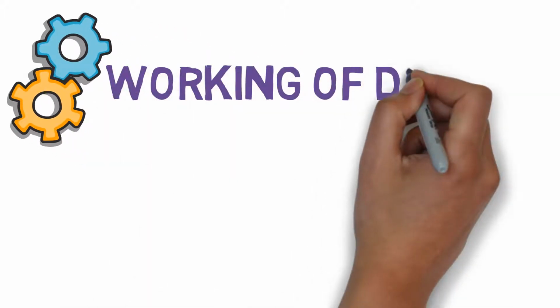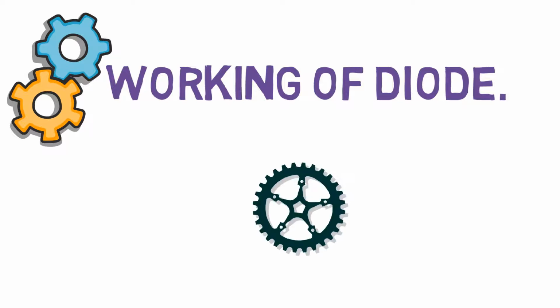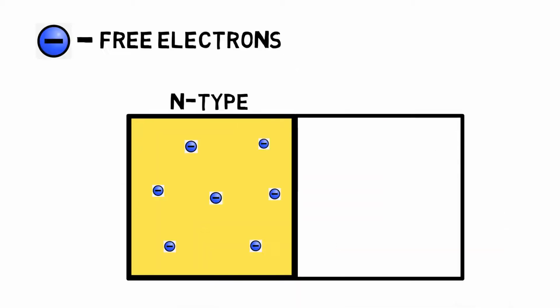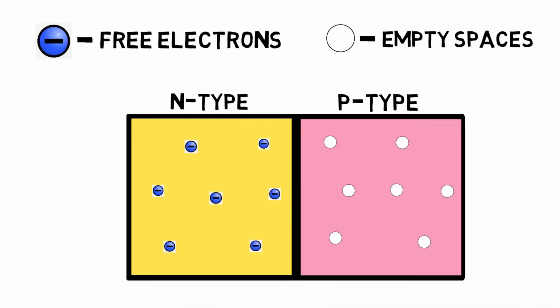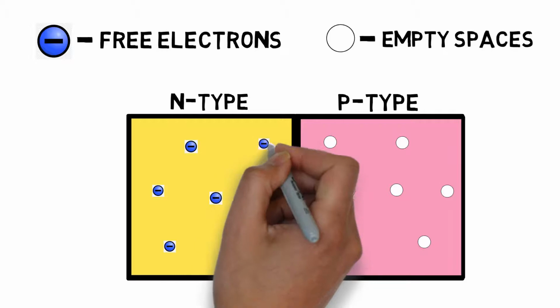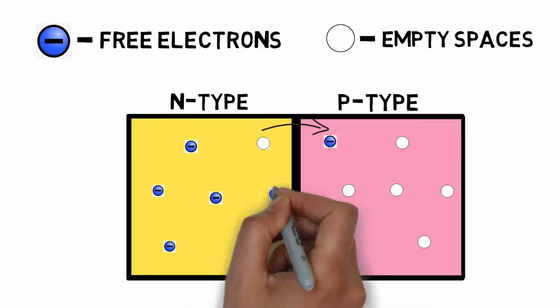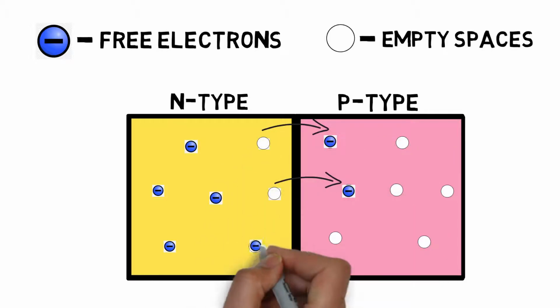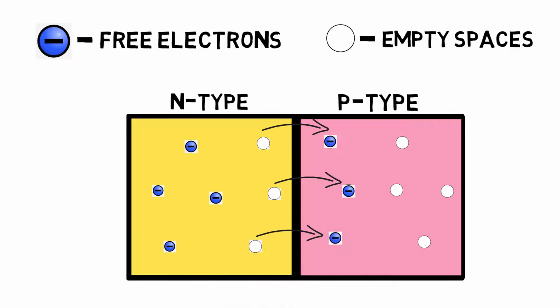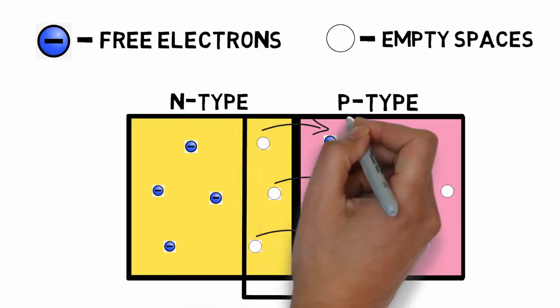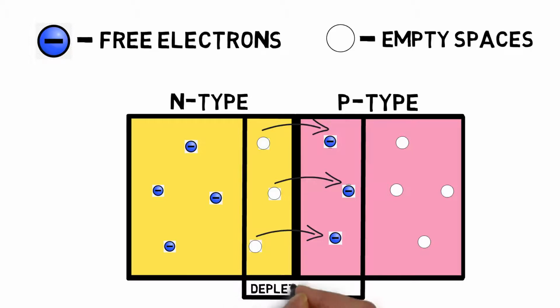Let's observe how the diode functions. Let's take the previous p-n junction and observe the changes in it. There are free electrons in the n-type material and holes in the p-type. At the connection between p and n-type, the electrons in the n-type material which are near to the p-type material move to the holes in the p-type material. This creates a neutral zone known as depletion layer. To allow the current to flow, a voltage must be applied to it.